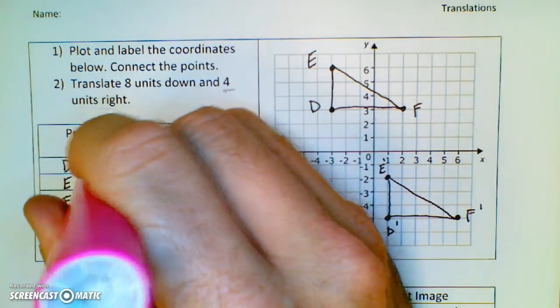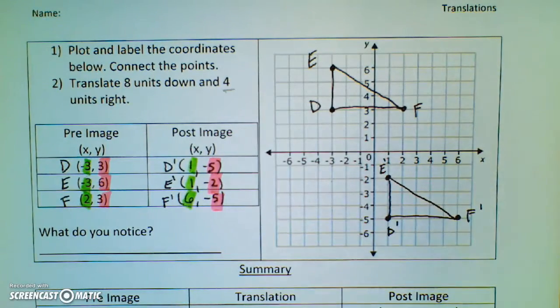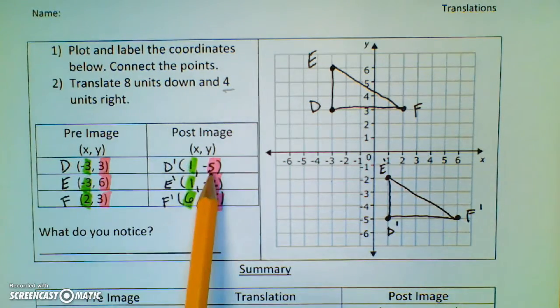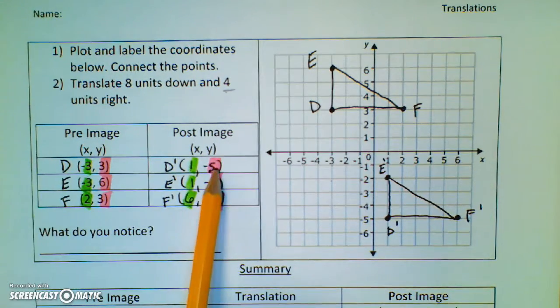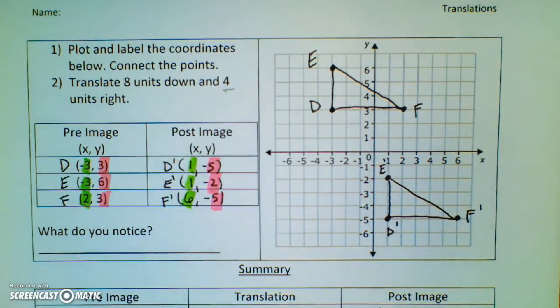For my y values, I went down 8, and it looks like going down is subtracting. Because I start at 3 and I go down to -5. So 3 minus 8 is -5. 6 minus 8 is -2. And 3 minus 8 is -5. So similar kind of pattern we see here.